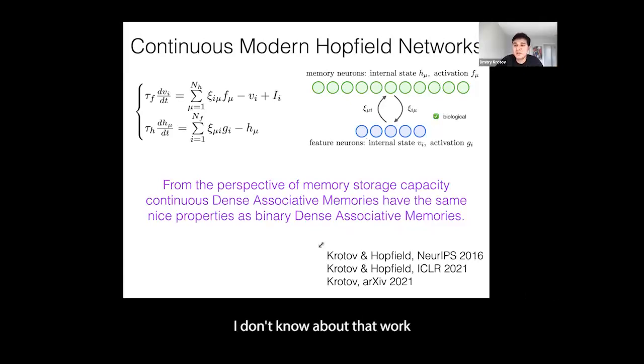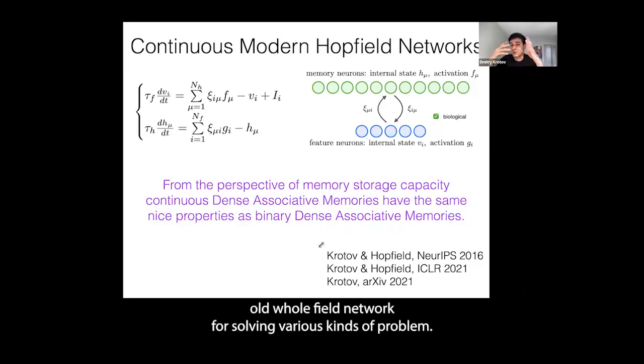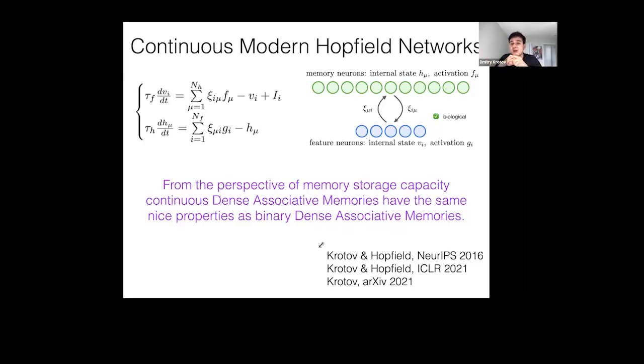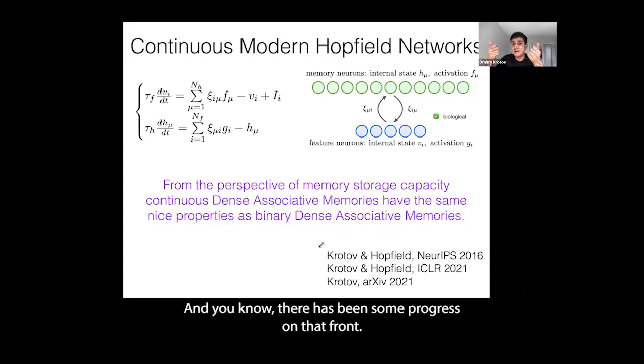I don't know about that work, and I think you're asking a very, very interesting question. Indeed, as I'm sure you know very well, starting from the work of Hopfield and Tank, there were a lot of attempts trying to use classical old Hopfield networks for solving various kinds of NP-complete problems, like traveling salesman problems, etc. And the idea there usually is that you design an energy function that minimizes the objective that you want and simultaneously penalizes the constraints that you want to satisfy. And there has been some progress on that front.